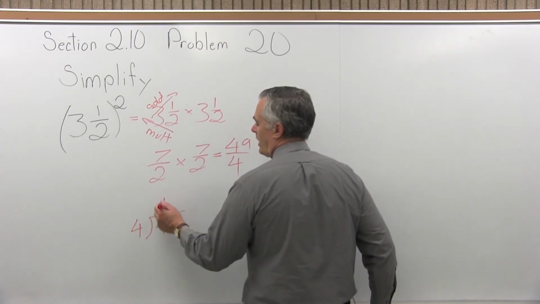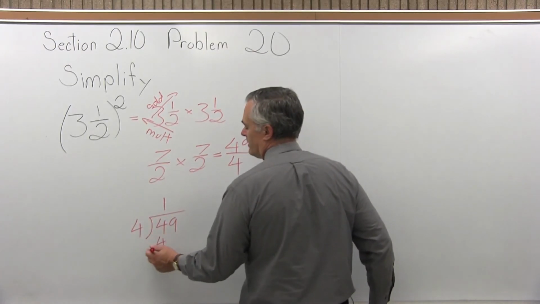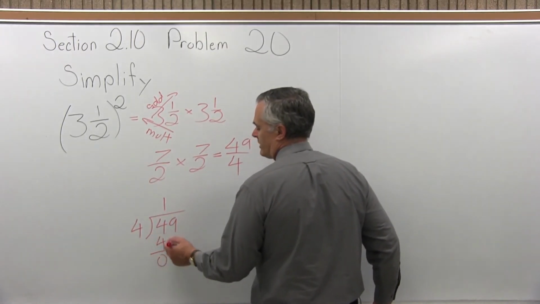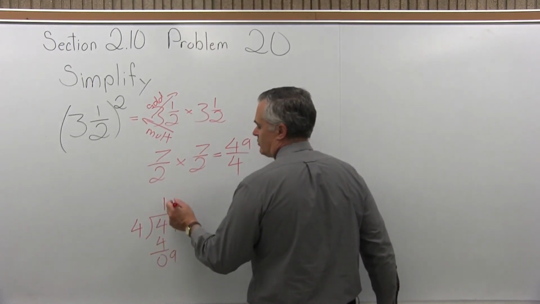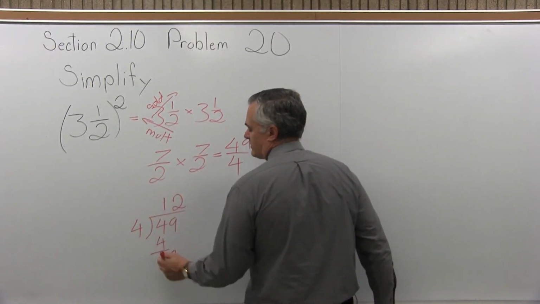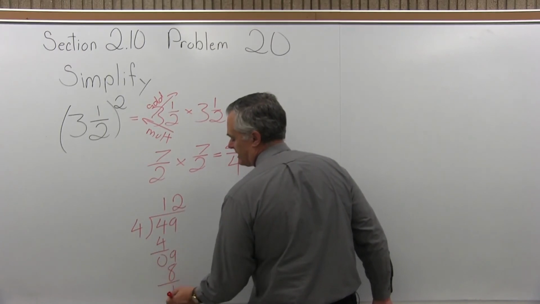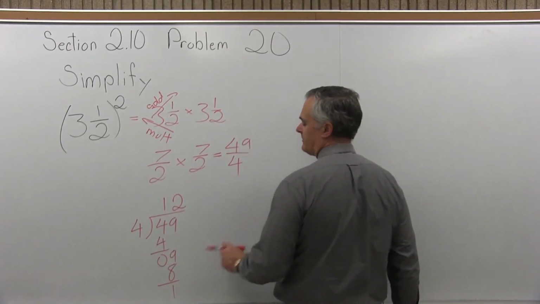4 will go into 4 once. 1 times 4 is 4. 4 minus 4 is 0. Bring down the next digit, which is 9. 4 goes into 9 twice. 2 times 4 is 8. 9 minus 8 is 1. So our remainder is 1.